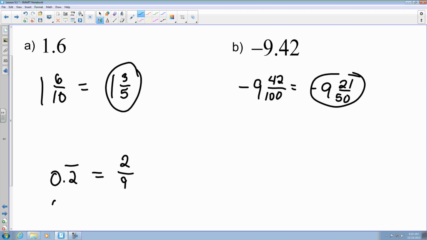If you had something like 0.23 repeating, you would then go 23 divided by 99. Okay? It's just how many digits you're given to repeat that will determine your fractional equivalence of the decimal.